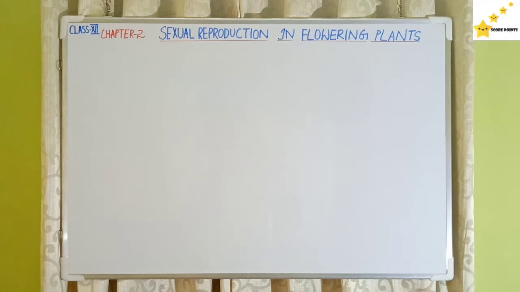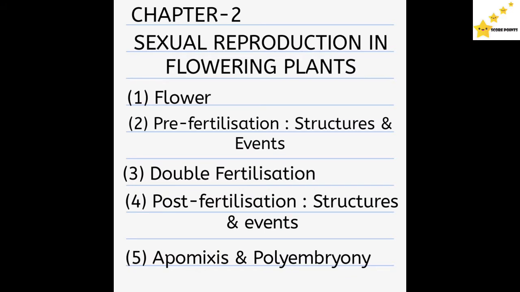I am going to teach chapter 2 of class 12 biology, sexual reproduction in flowering plants. In this chapter we have to learn about flower, pre-fertilization event, double fertilization, post-fertilization, apomixis and polyembryony. So let's start with the parts of flower.